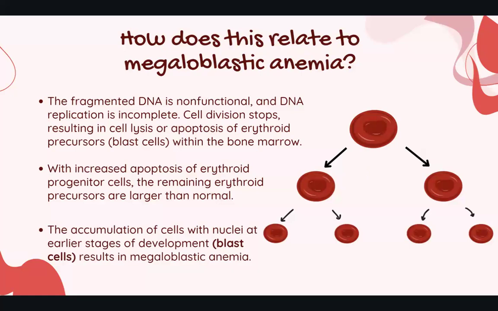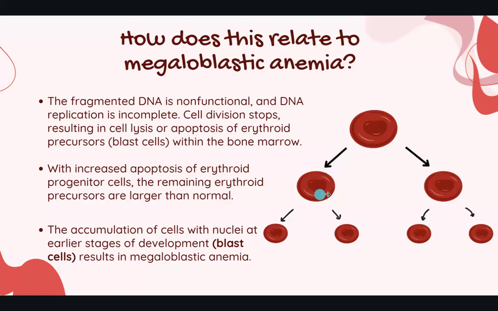Now the cell will try to replicate, but it can't, because it doesn't have enough nucleotides. And because it doesn't have enough nucleotides, it cannot divide and make a new cell. So it just stays in this phase of the S phase, and it doesn't go into the M phase because it just can't. So the cell division stops, resulting in the lysis of this erythrocyte.